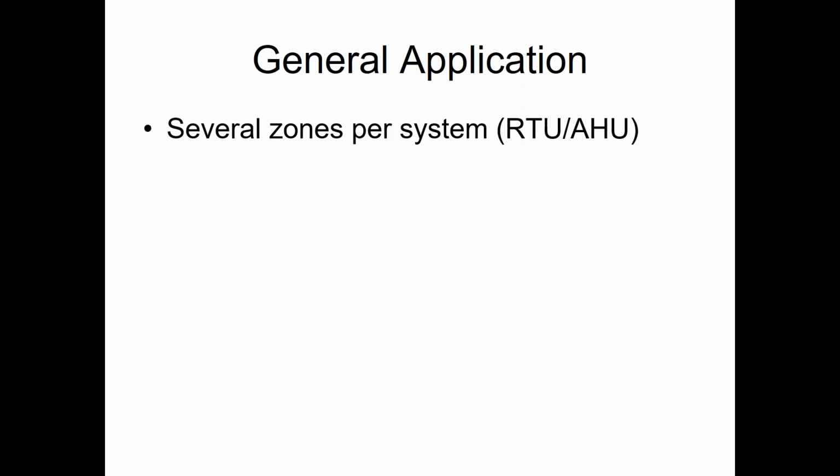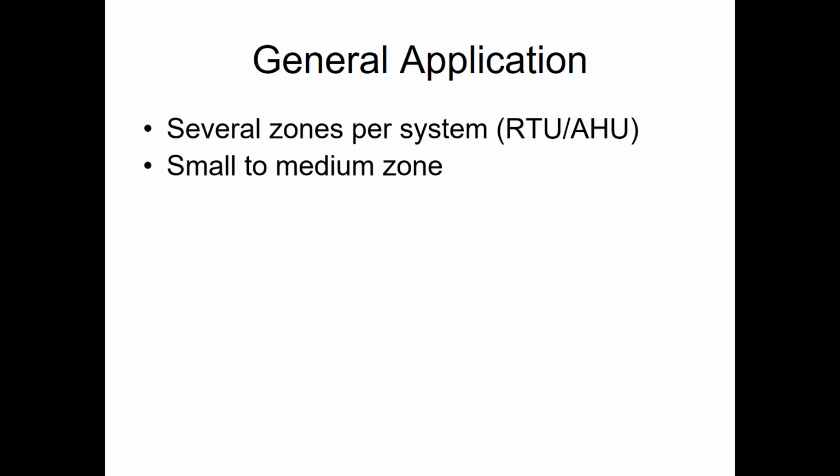All right, so general application. We're going to put several zones on one air handler or one rooftop. Usually it's going to be a rooftop unit. Most of these jobs are, but it doesn't have to be. I'd say maybe 65, 70% of the VVT jobs that I've worked on over the years are rooftops, and then the rest would be air handlers or very large fan coil systems.